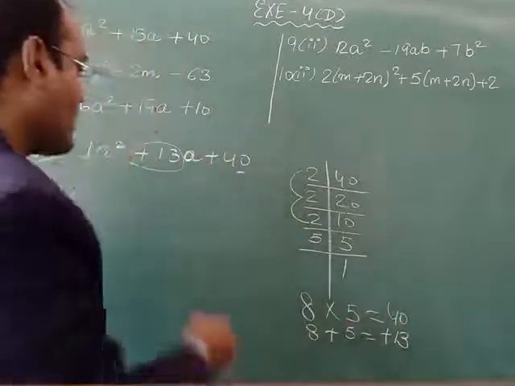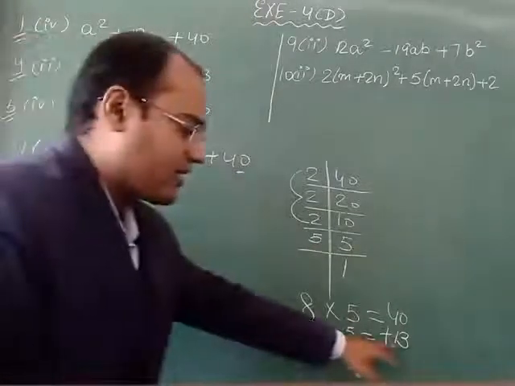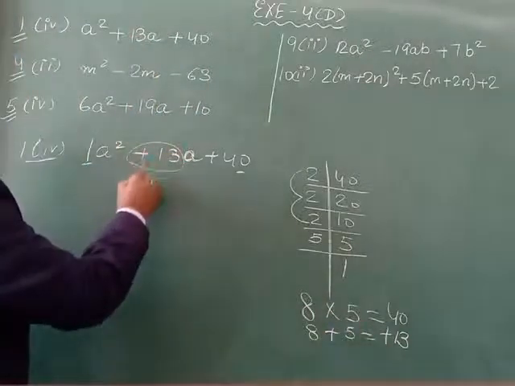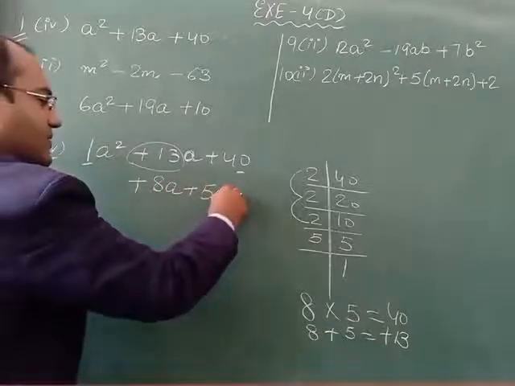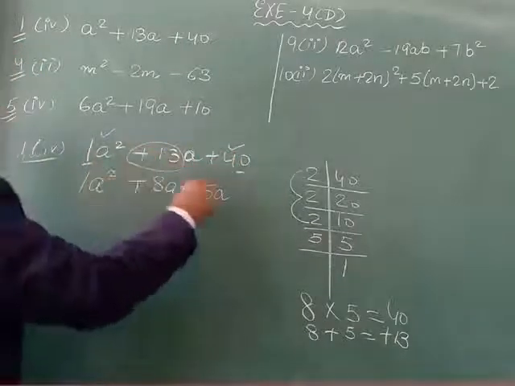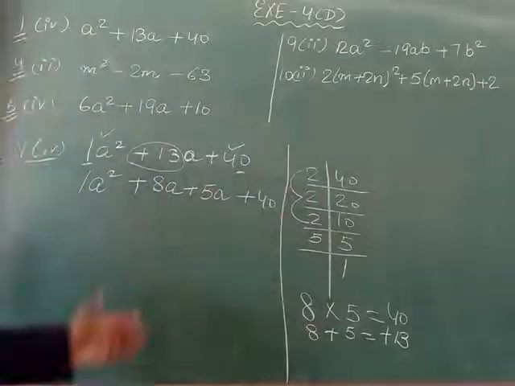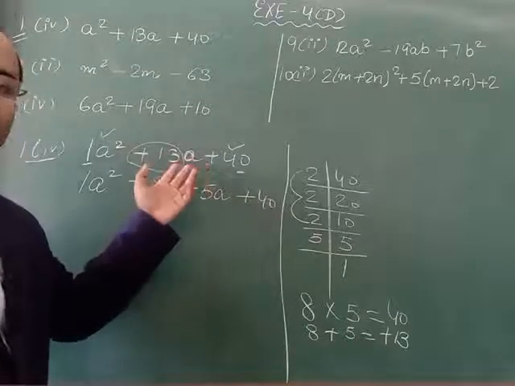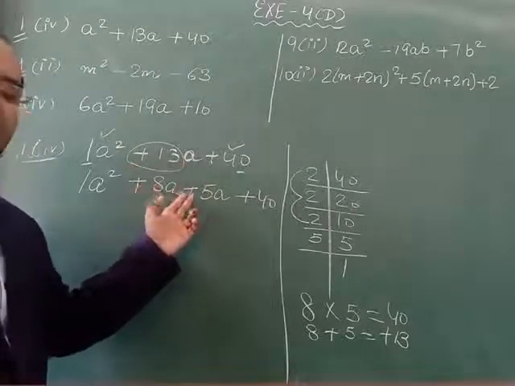So now this plus 13 we will break, and we will write plus 13 as plus 8 plus 5. So in place of plus 13, we will write plus 8a plus 5a. The rest of the two terms we will write as it is: 1a square plus 40. So the first step, we break this 13a into two parts, and after breaking it we are getting plus 8a and plus 5a.